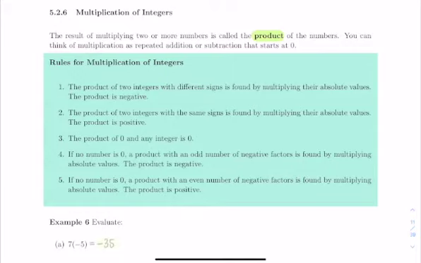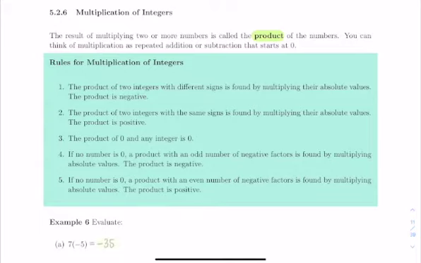If no number is 0, a product with an odd number of negative factors is found by multiplying the absolute values, and the product is negative. And if no number is 0, a product of an even number of negative factors is found by multiplying absolute values, and their product is positive.